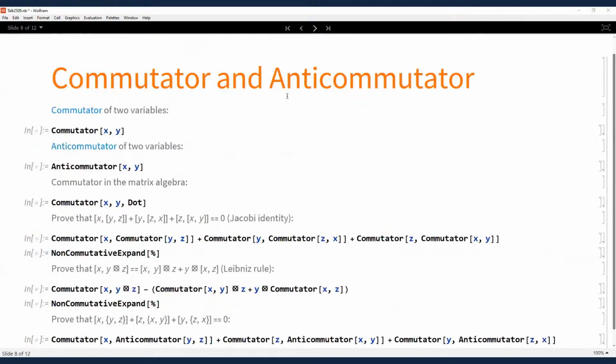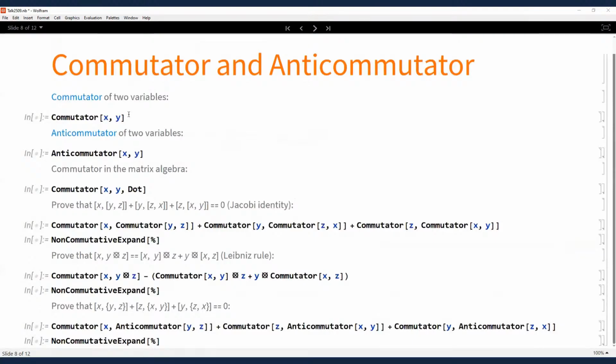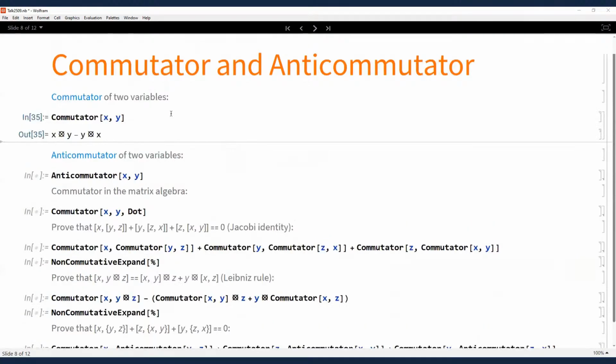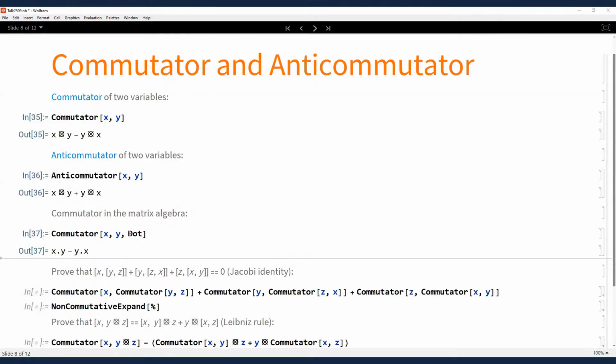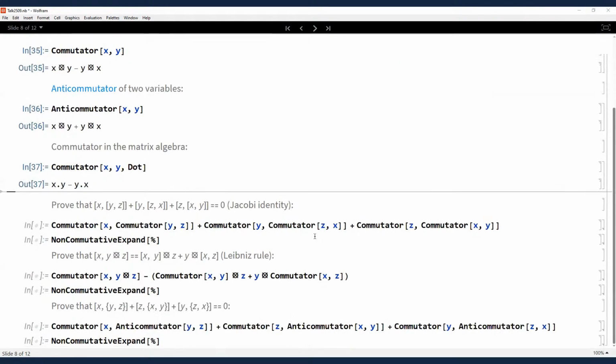Now let's show commutator and anti-commutator. So here is a commutator of two variables. By default, we use the non-commutative multiply as multiplication. This gives anti-commutator. This gives commutator in the matrix algebra, so we specify the algebra here. Now let's prove some commutator and anti-commutator identities. So this is the Jacobi identity.